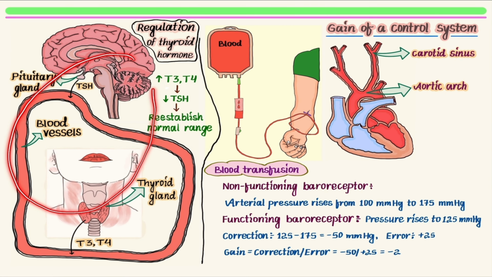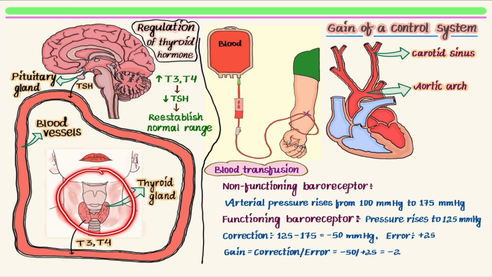Here in this picture is another example of negative feedback mechanism, that is regulation of thyroid hormone. Here, this is the pituitary gland. The anterior pituitary gland secretes TSH or thyroid stimulating hormone into the bloodstream. Here, this is the thyroid gland. The thyroid gland secretes thyroid hormones T3, T4 into the bloodstream. The TSH stimulates the thyroid gland to release the thyroid hormones T3, T4 into the bloodstream.